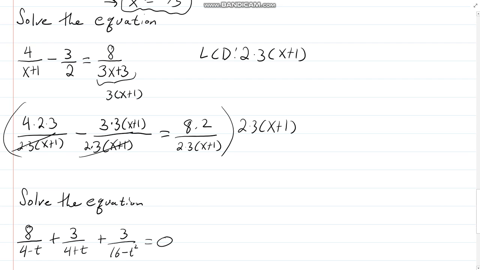So you're probably wondering why I did that. So that already had a 2, so I just forgot to write it. So there we go. Now we have 4 times 2 is 8. 8 times 3 is 24. Yep, 24 minus 9 times x plus 1 equals 16.